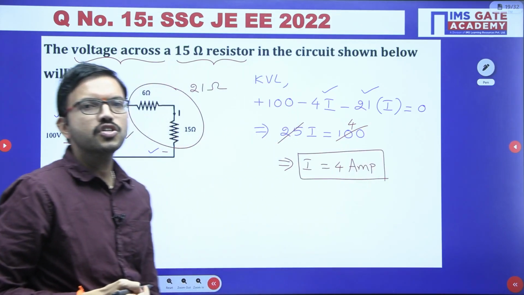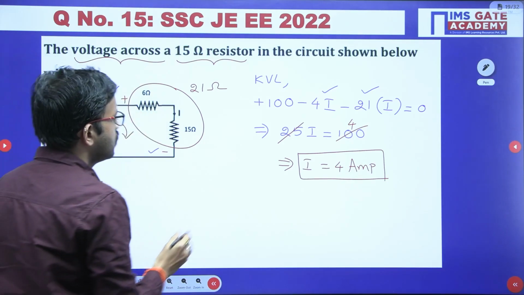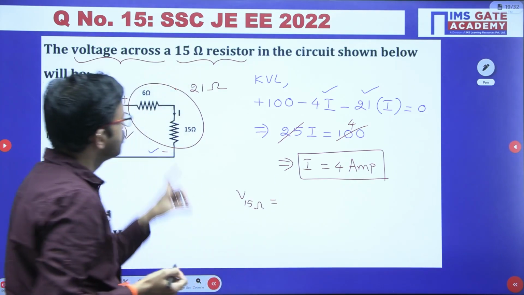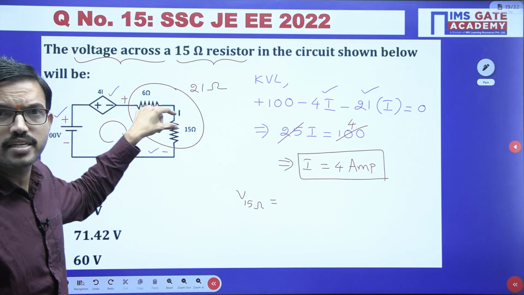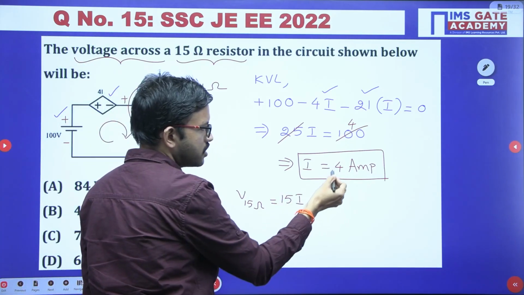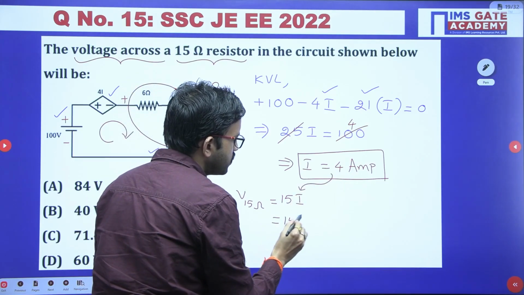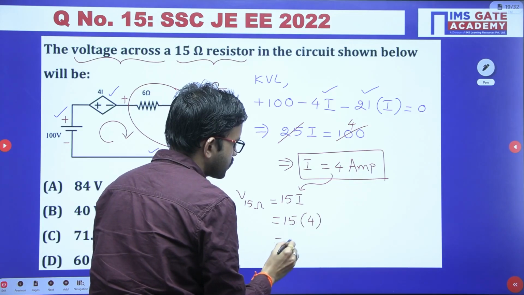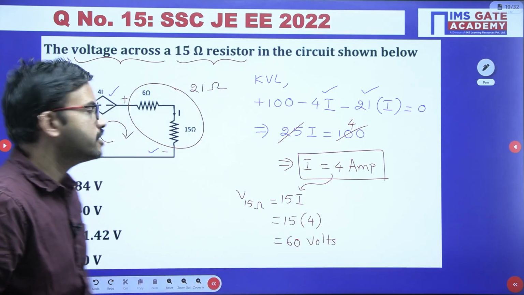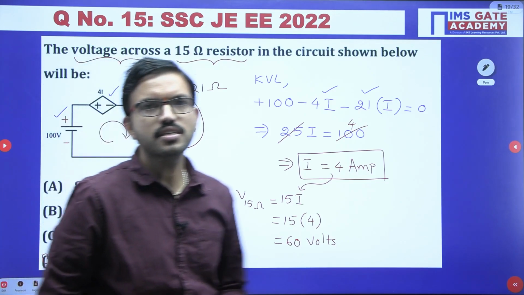But in this question what have they asked? They are asking the voltage across 15 ohm. Voltage across 15 ohm we have to calculate. So voltage is nothing but resistor into current. Resistor value is 15 into current is I. Just now we got it, you can substitute here. So 15 into 4, that is nothing but 60. Units are volts. 60 volts. So that means option D is the correct one.